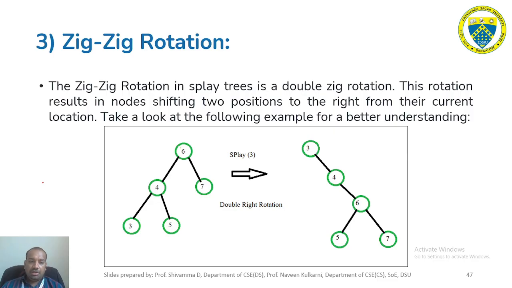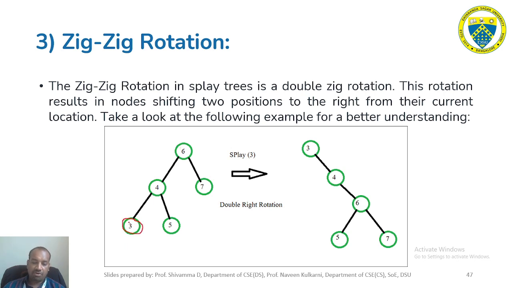Okay, the next one we are going to see is a zigzag rotation. This is equivalent to the right-left rotation that we have already seen. Here I have a tree. This is once again a balanced binary tree. All the heights are already balanced. Okay, so now I want to do a splay of 3.